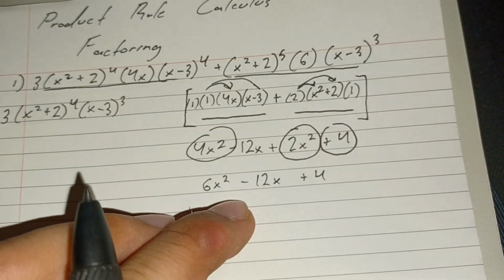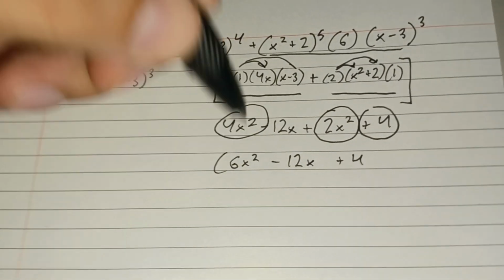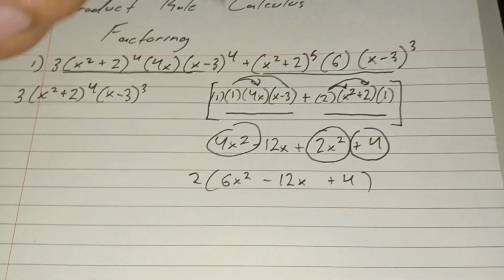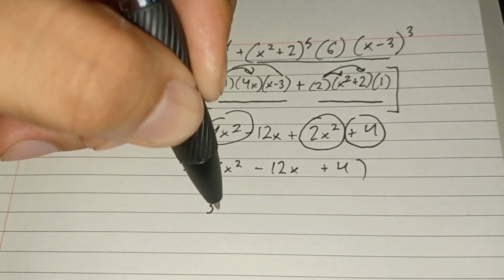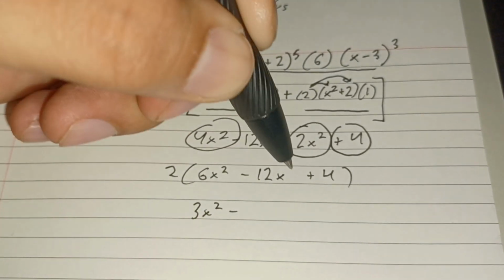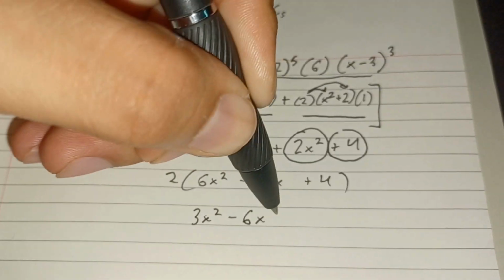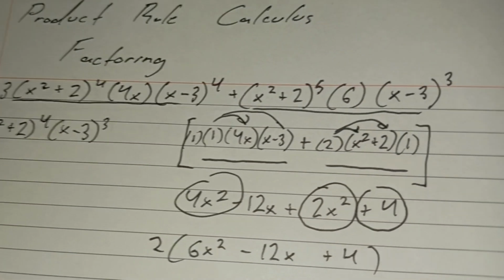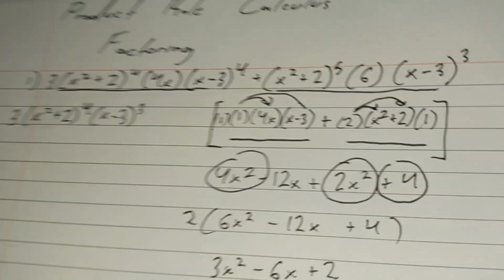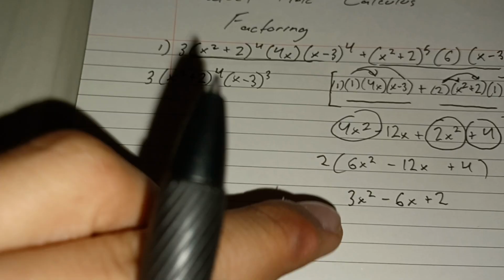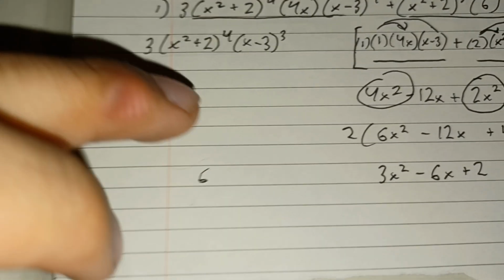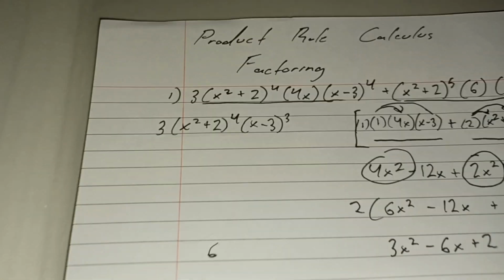And it looks like we can take out a 2 from it. So let's go ahead and factor out a number 2 out of this. When we factor out a number 2, this is going to be 3x^2 minus 6x plus 2. Let's go ahead and check that real quick. What we do with this number 2 is just multiply it with this one, right? So 2 times 3, that's going to give us 6. And then just bring this down right here.